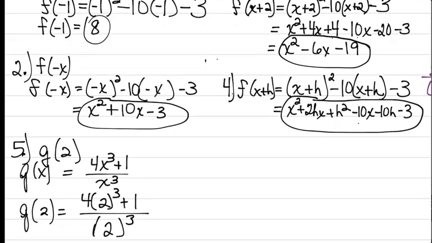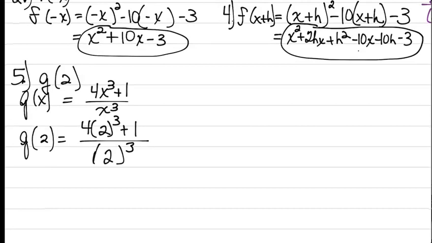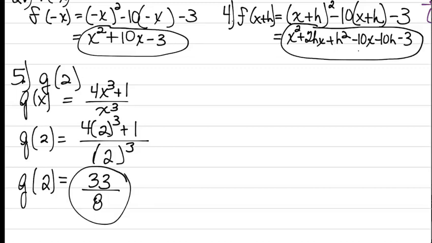And we have this. So we're going to use our order of operations to clean this up. 2 cubed is what I have to calculate first. 2 cubed is 8. 8 times 4 is 32. 32 plus 1 is 33. And the denominator, we have 2 cubed. That's 8. So we have 33 over 8. It's an improper fraction, but it's okay because it's reduced. There's no factors that are common in both 33 and 8 that we can cancel out. So it's reduced to lowest terms.